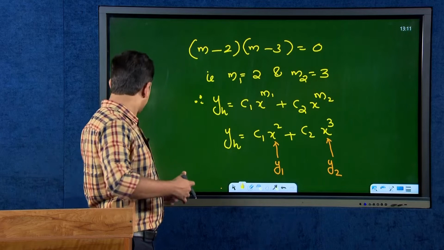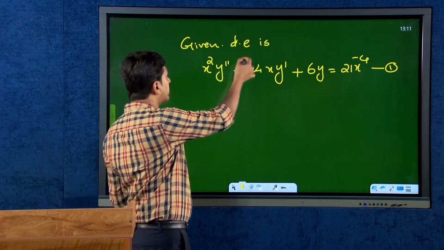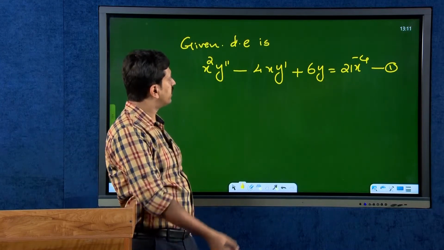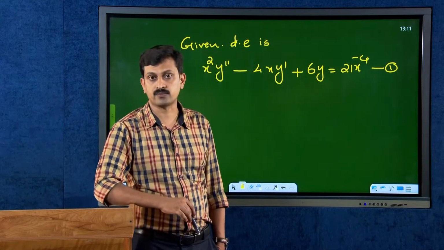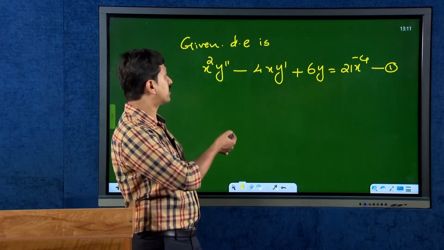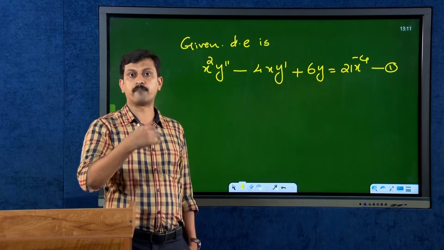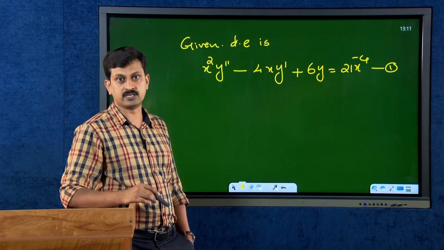Now, we need to find yp, the particular solution. Here we have the given differential equation: x square y double dash minus 4xy dash plus 6y is equal to 21x raised to minus 4. We have to standardize the differential equation with the first term as y double dash alone, to apply the method of variation of parameters.